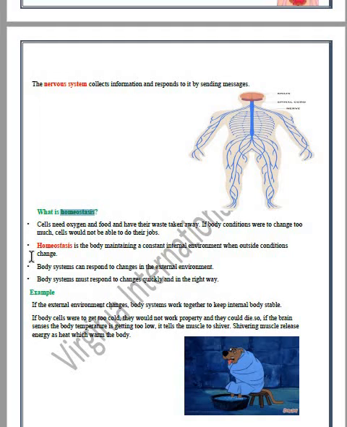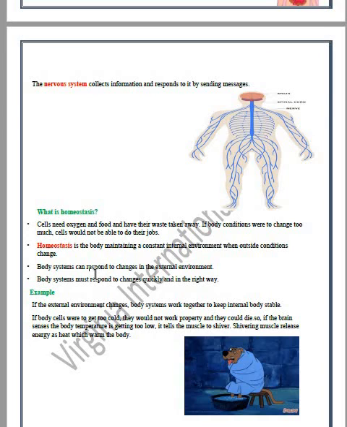So the homeostasis is going to work. This is the alarm inside your body. This is the body maintaining a constant internal environment when outside conditions change. This means that when your body has a high temperature, which is a change in the external environment, your body will make homeostasis work to decrease this temperature so the cells are able to work and do their function again.